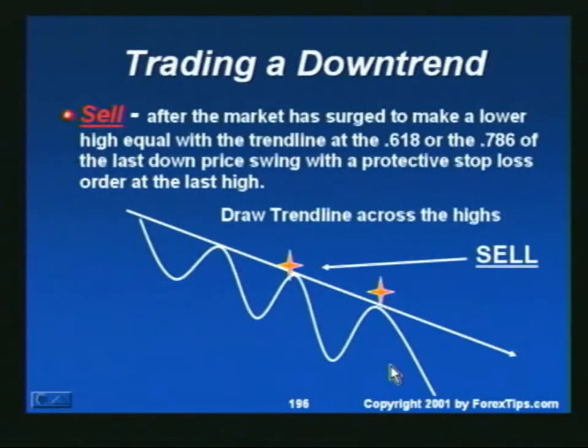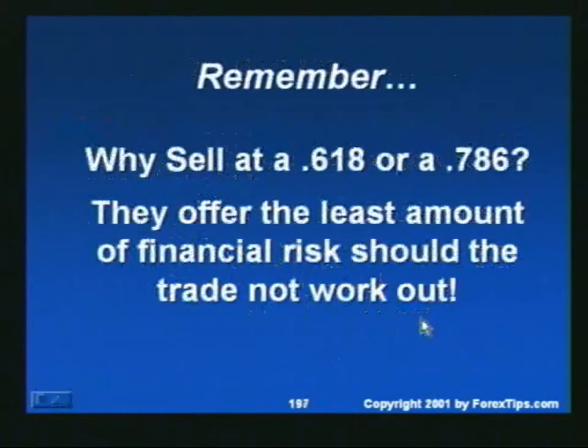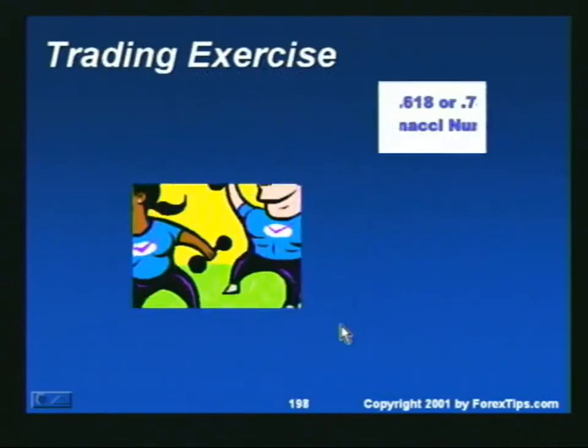Now, in trading a downtrend, what we want to do is try to find a downtrend line convergence with a Fibonacci number. And we want to sell that 618 or 786 because it offers the least amount of financial risk should the trade not work out.